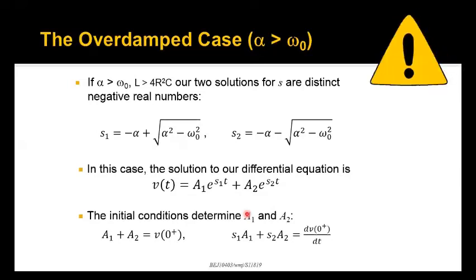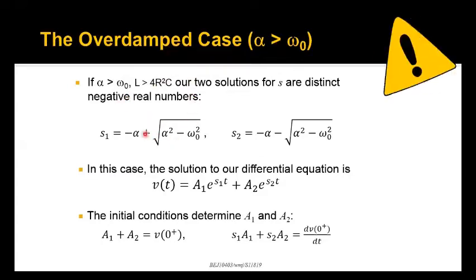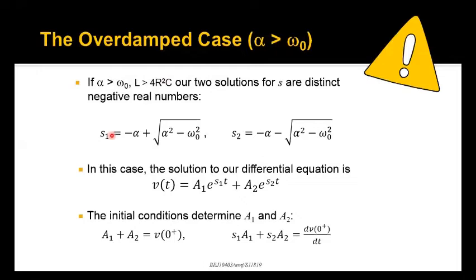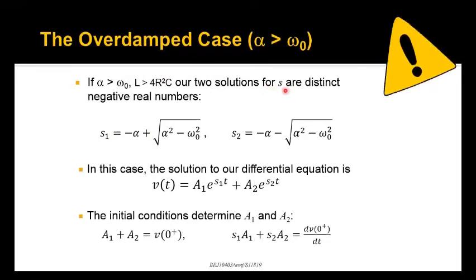Okay, the first one is the overdamped case, where your alpha is greater than omega naught. It's a good check, and you can always check your elements. If your L is greater than 4 times R squared times C, this one normally gives you an overdamped case. You can always solve your roots S1 and S2 using this equation. Normally, it gives you distinct negative real numbers.